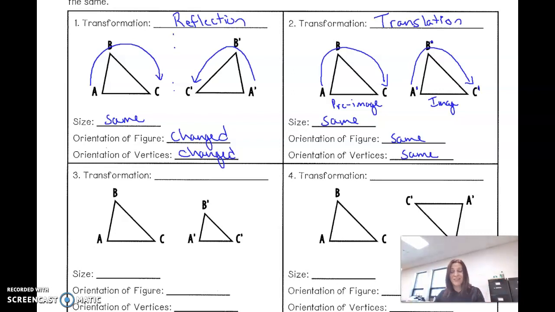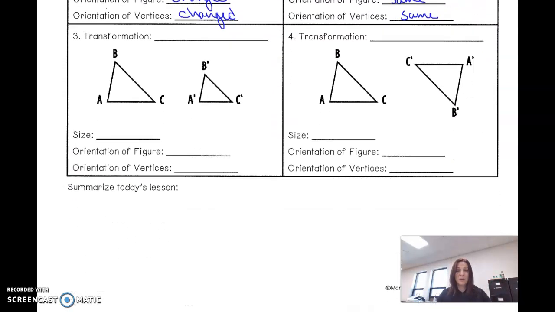In a translation, everything stays the same. Same size, orientation of the figure is the same, orientation of the vertices is the same. Let's keep moving. How about this one here?